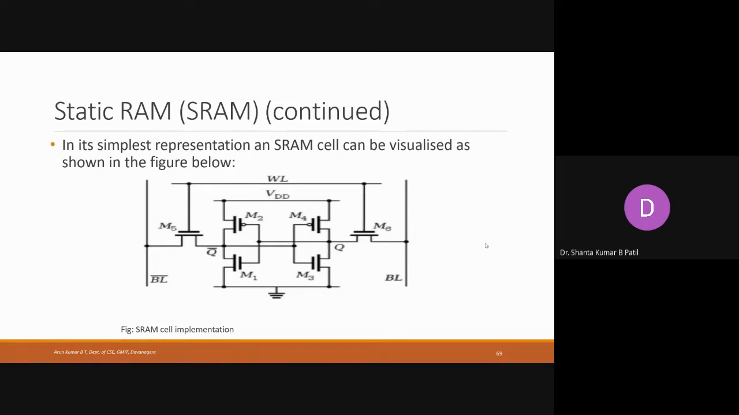In the case of static RAM, this is one cell which stores one bit of data, either 0 or 1. It has been connected to the word line. W is the word line, and the other two ends are connected to the BL, the bit line. Because memory receives two signals, one is the address signal and the other is the data signal. Data signals are connected to the BL line, whereas the address signal is connected to the word line.